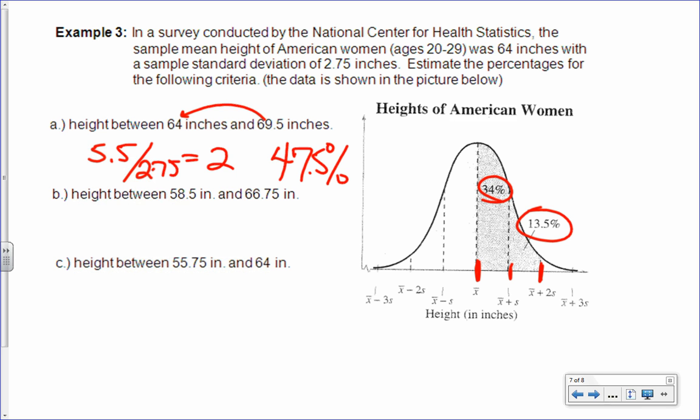Do you agree with that? Do you think that's accurate? That between 64 inches and almost 70 inches, we would catch almost half the women? That's very possible, right?